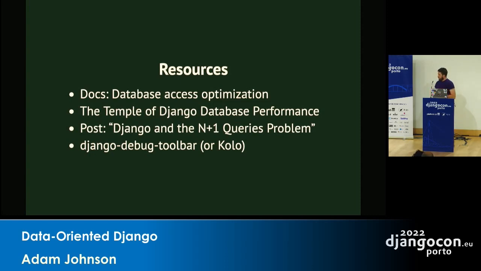If you want to look a bit more at the N+1 queries problem, I wrote a blog post a few years ago, sponsored by Scout APM. Just search for that and you'll find it. And then it's very important for us to see the queries that are actually happening in our code as we're using it. So I'd recommend you use a tool like Django Debug Toolbar, which is universal, or indeed our sponsors, Colo, if you use VS Code.